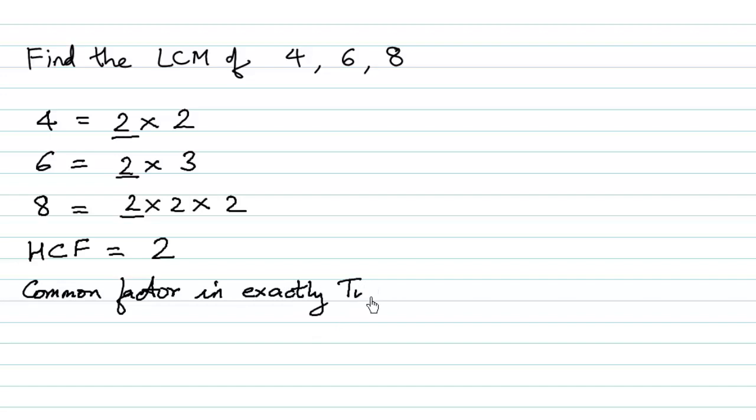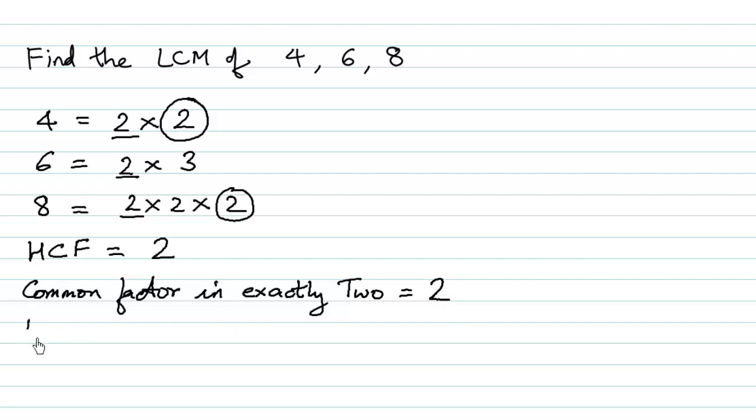Exactly 2 numbers. It means the number which is not common to all the 3, but it is common to exactly 2 of the numbers. For instance, this 2 is common to 4 and 8. It is not common to all the 3. So we are going to write down a 2 over here. If there are no such numbers, you can write down 1.